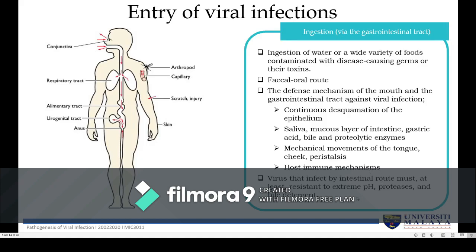So a virus that infects by this pathway or route must at least be resistant to extreme pH, because we have an extreme pH in our stomach. We have enzymes, proteases, and also bile. So those that can resist all of this are usually able to cause infections through this pathway, the ingestion pathway.